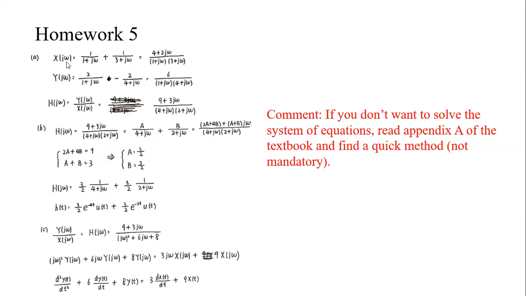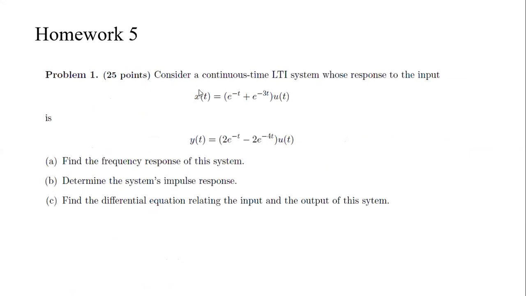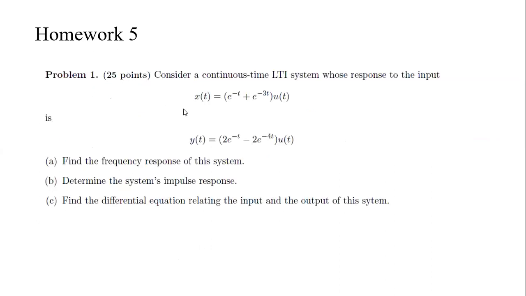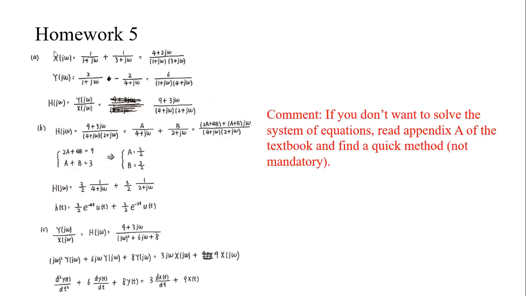First, X of j omega. Let's use the very useful result in our lecture. The Fourier transform of exponential minus at times u of t is 1 over a plus j omega. This is very useful when solving such problems. You must remember this result. So the Fourier transform of x of t is 1 over 1 plus j omega plus 1 over 3 plus j omega. And then we combine the two terms. It is 4 plus 2j omega over 1 plus j omega times 3 plus j omega.